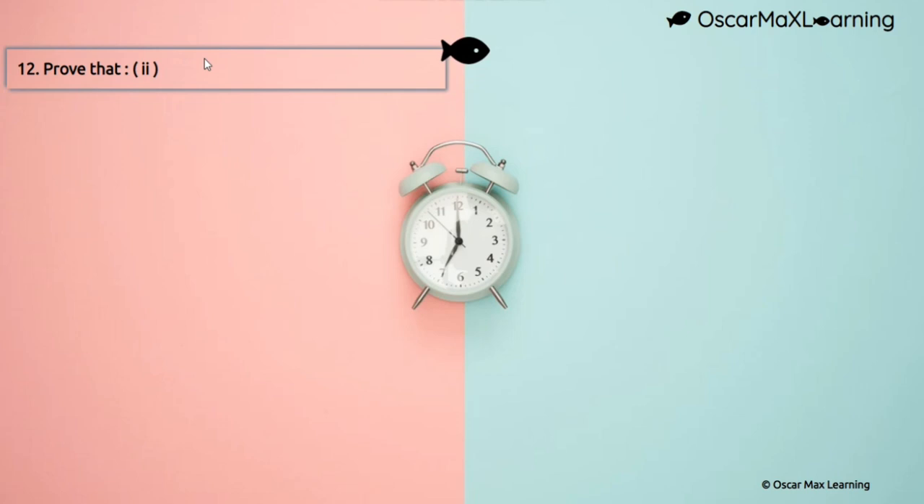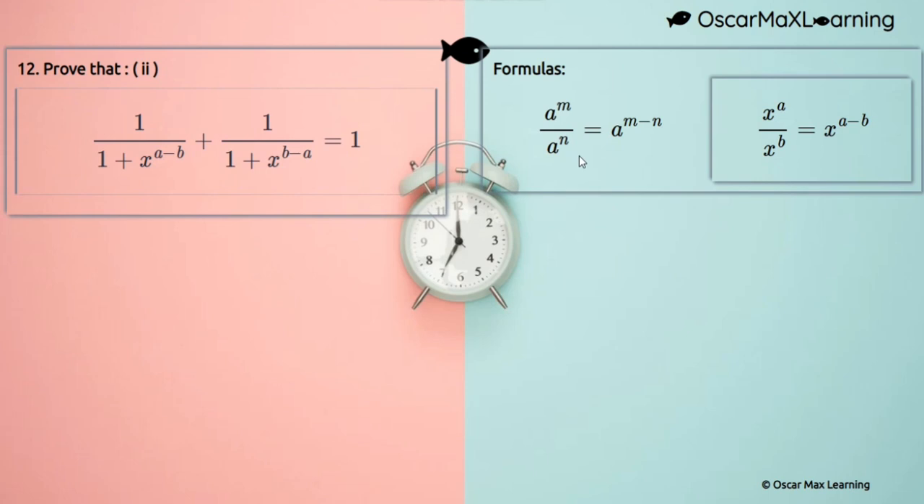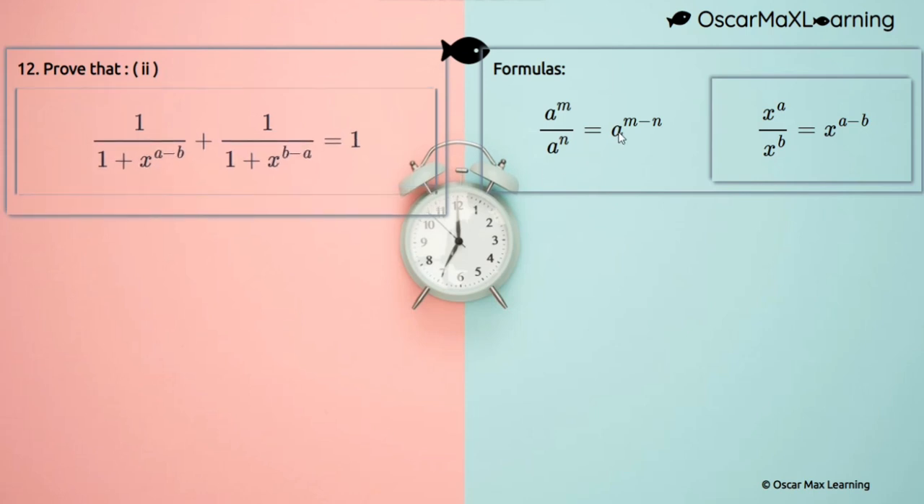Here's the second part of the question. The question is, we need to prove this equation is equal to 1 and this is the only formula we are going to use for this problem. Here first let me solve x to the power a minus b, then solve the rest of the problem. I am going to use this formula, but I am going to use the reverse of this formula. Now they are given in this form, we need to bring to this form.